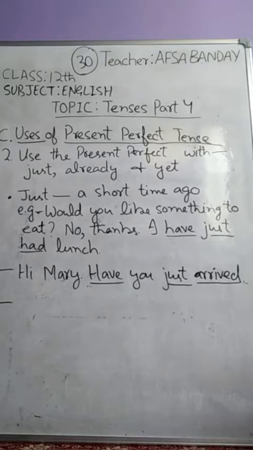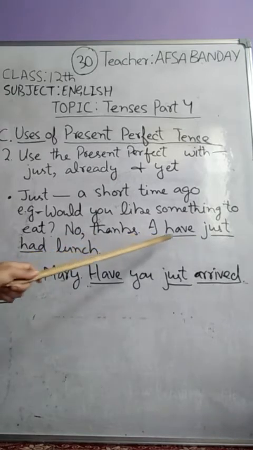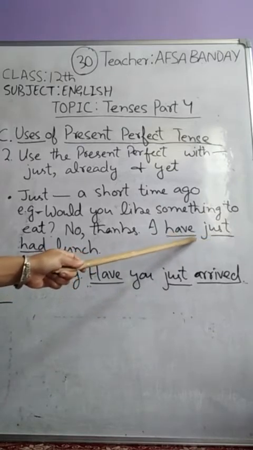Number two, we use present perfect tense with words just, already, and yet. Just, the meaning of just is a short time ago. For example, we say, would you like something to eat? No thanks, I have just had lunch. Have, we have used, that means a short time ago. Just a short time ago.